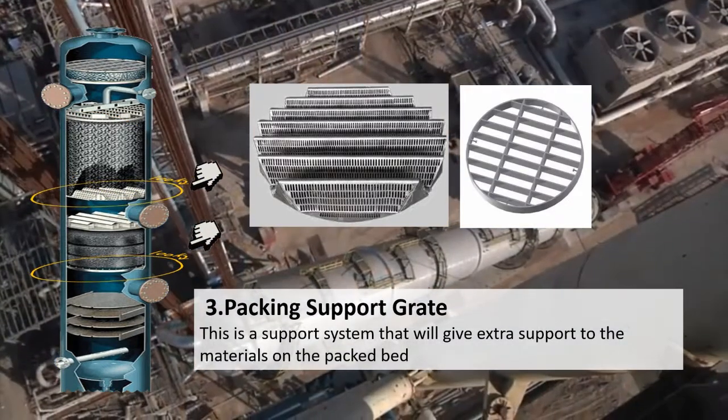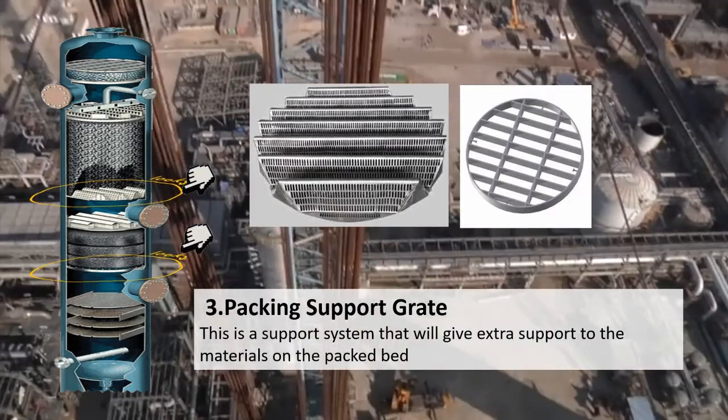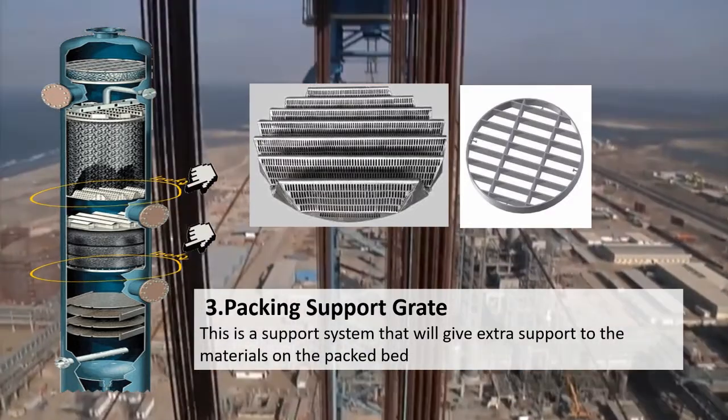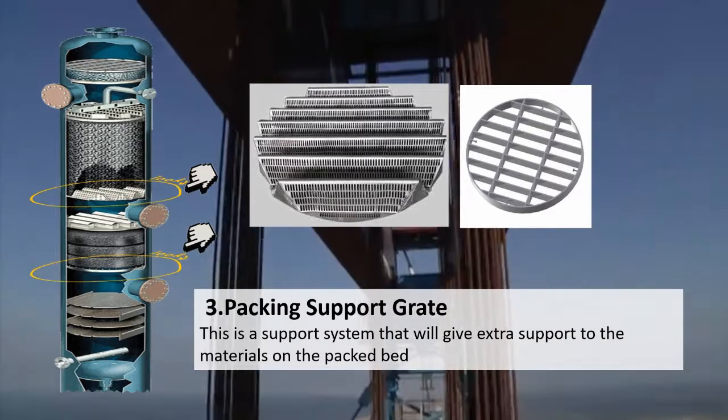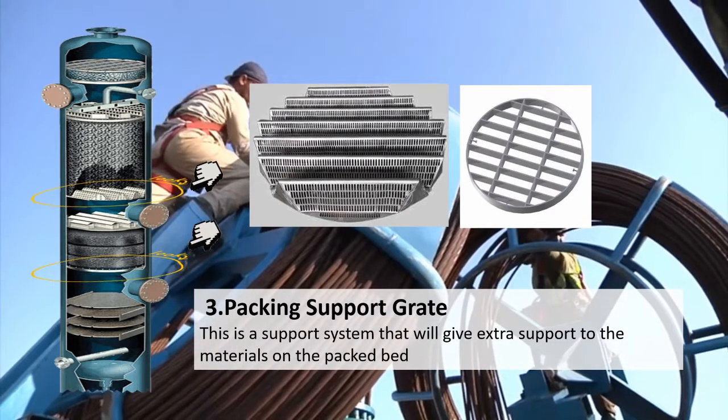Third is the packing support grate. The packing support grating plate is the simplest and most widely used packing support plate. This is a support system that will give extra support to the materials in the pack bed.